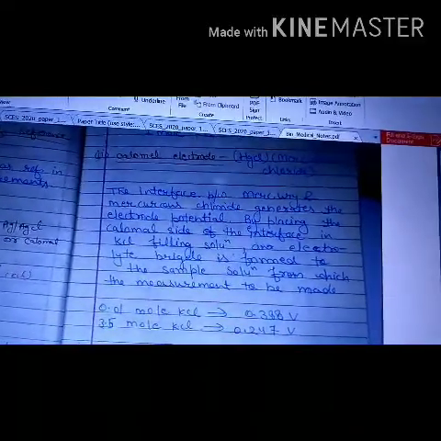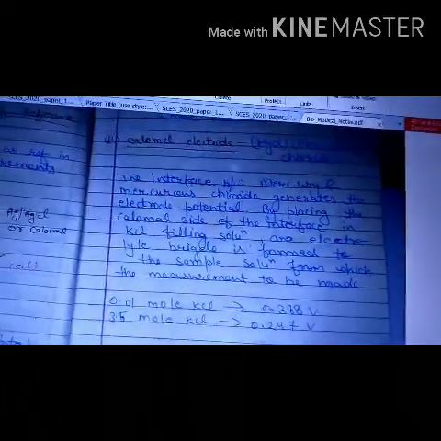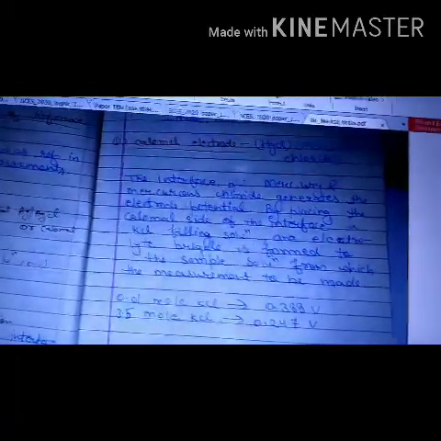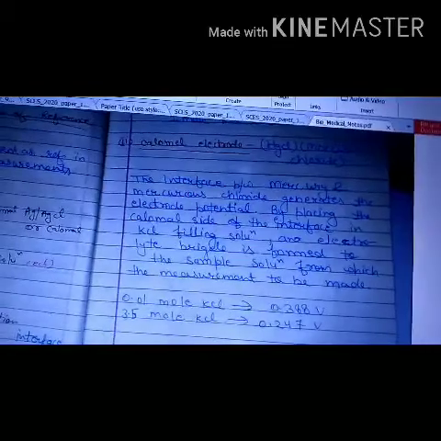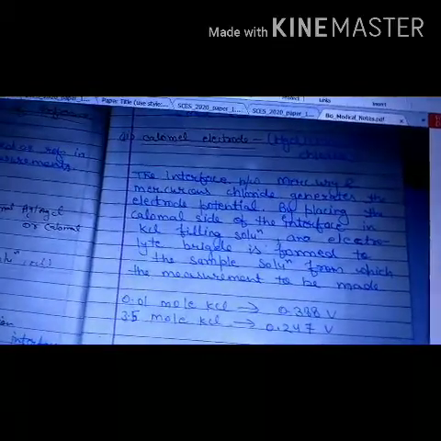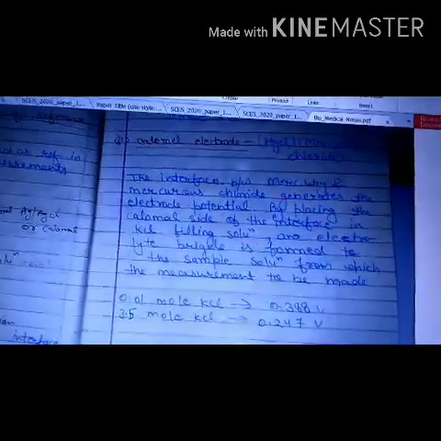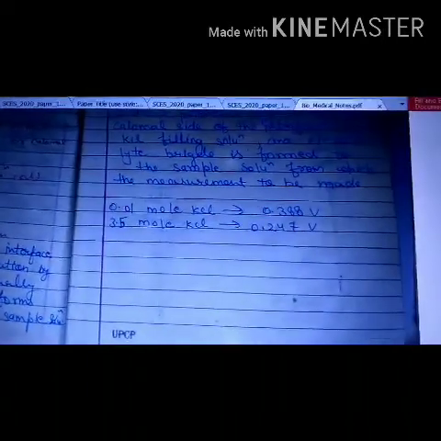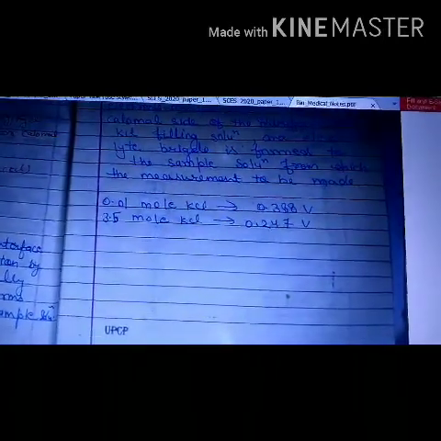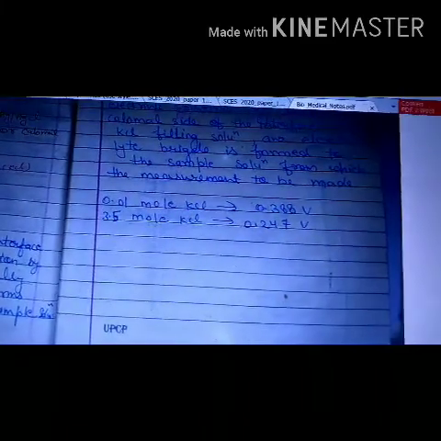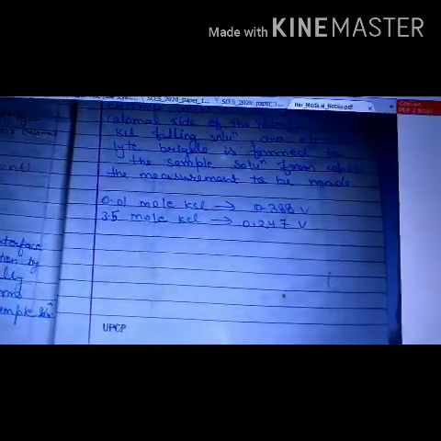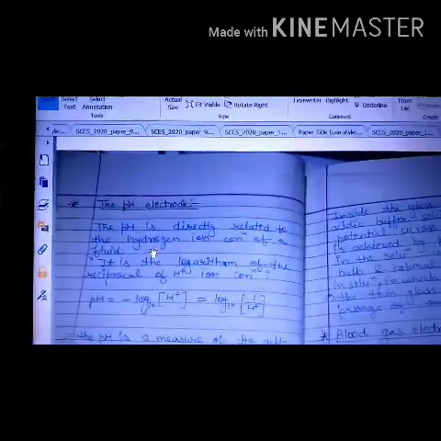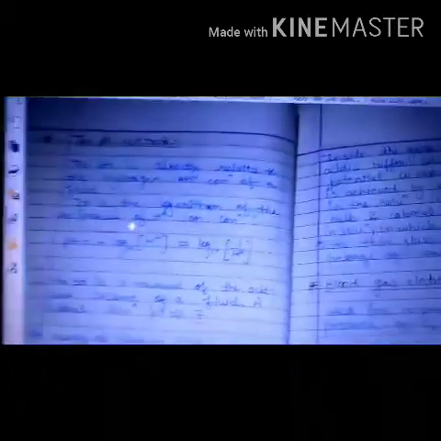So if we use Calomel, the chloride side of the interface in the KCl solution can form a bridge with the sample, in which solution can be used for measurement. The measurement values are: 0.01 mole of KCl produces 0.388 volts and 3.5 mole of KCl produces 0.247 volts for the Calomel electrode. Now, there is another very important electrode, which is the pH electrode, the electrode which can test the acidic or basic nature of different solutions.